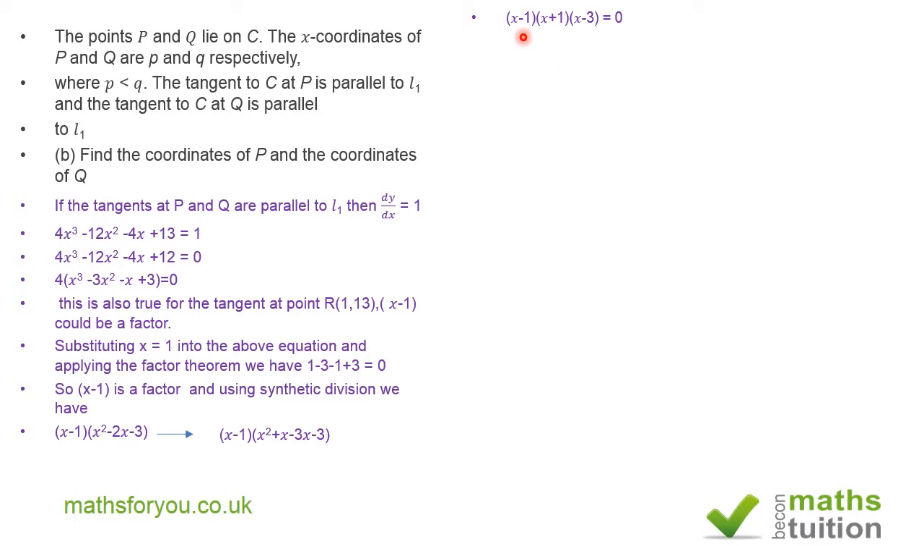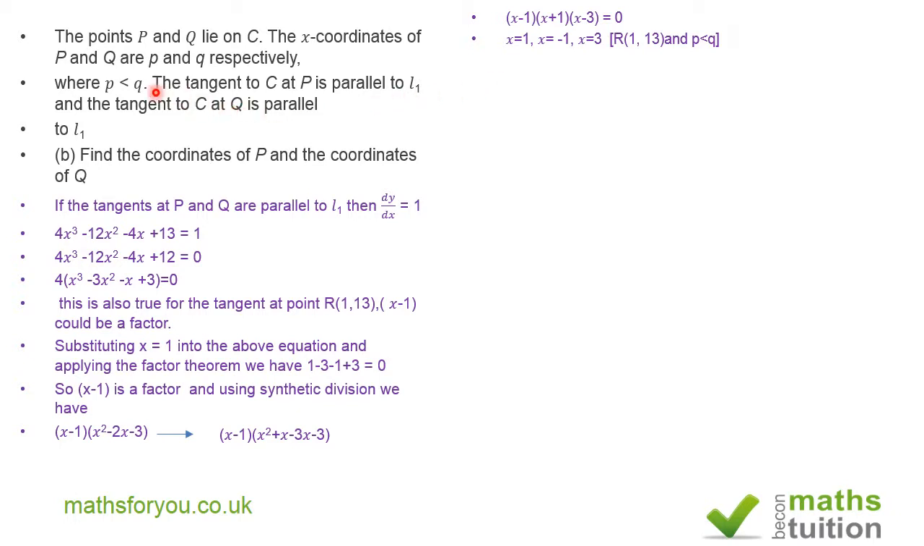Now we know that this x minus 1 refers to the point at R. So this x plus 1 and x minus 3 must refer to the points at P and Q. Now if x plus 1 is equal to 0, then x is equal to minus 1. And if x minus 3 is equal to 0, then x is equal to 3. And that's what it goes there.